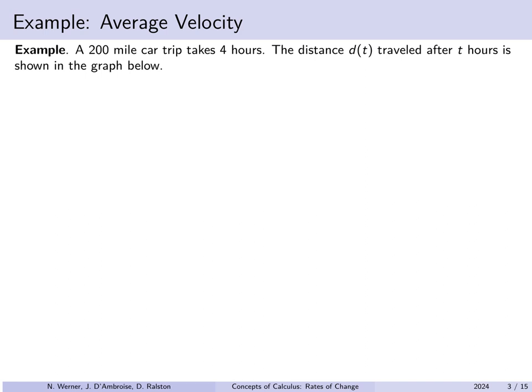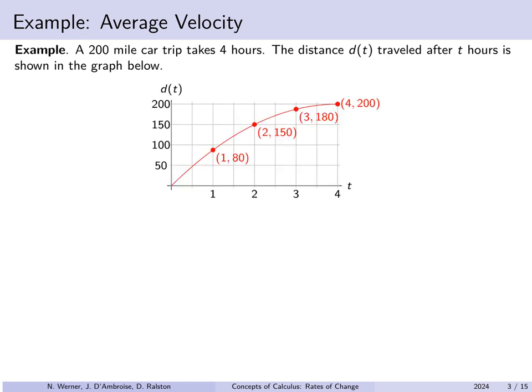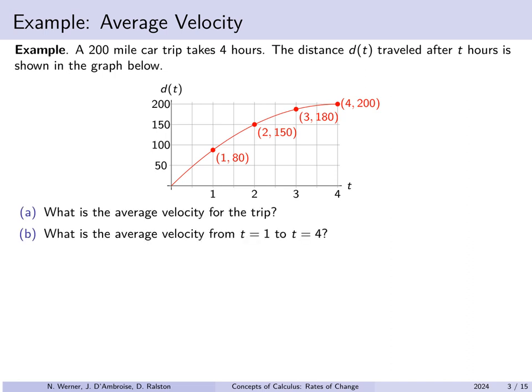Here is an example computing average velocity. A 200-mile car trip takes 4 hours. The distance d of t traveled after t hours is shown in the following graph with a few labeled points. What is the average velocity for the entire trip? What about the average velocity just between hours 1 and 4? What's the average velocity between hours 2 and 4?